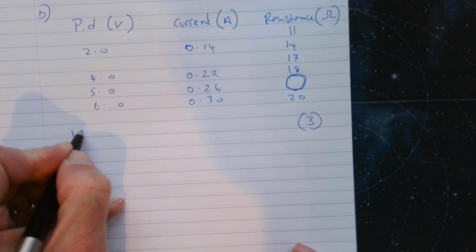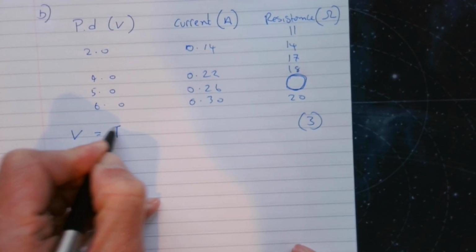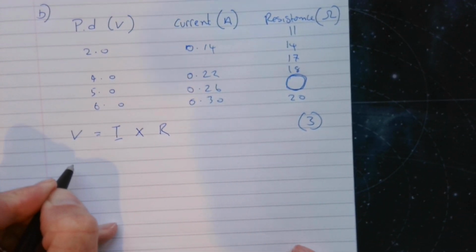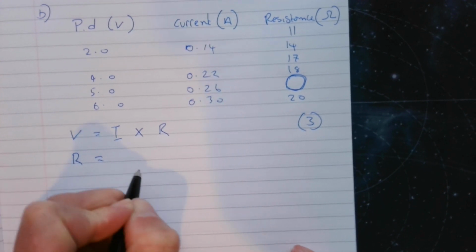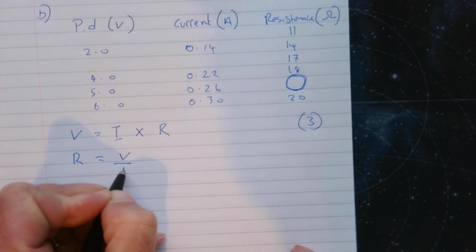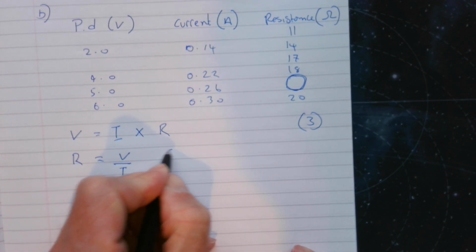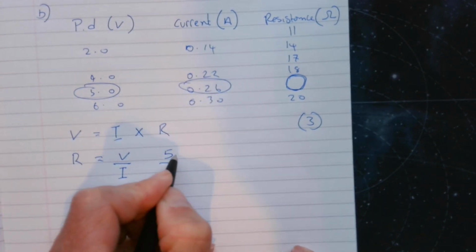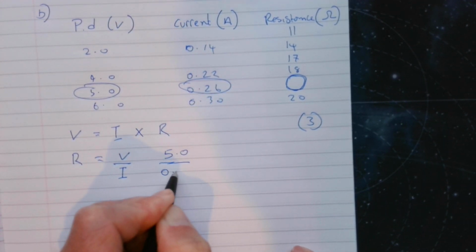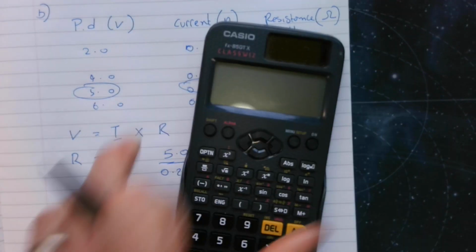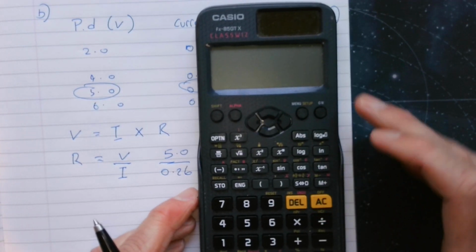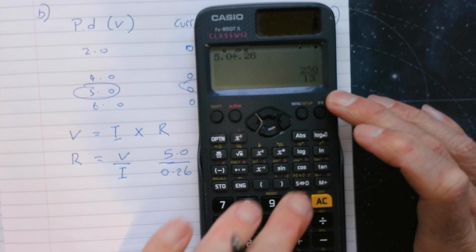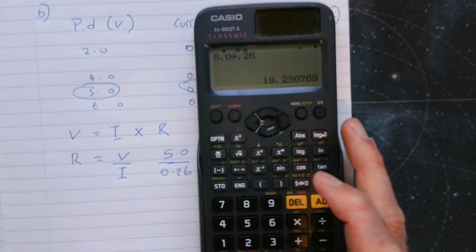So we are going to use potential difference, V equals current times resistance. We're going to rearrange that like so. And we're going to substitute in this value and this value, so 5.0 over 0.26. Let's grab my calculator again. We've got to try and avoid the glare from the light. 5.0 divided by 0.26, and that gives us 19.2.